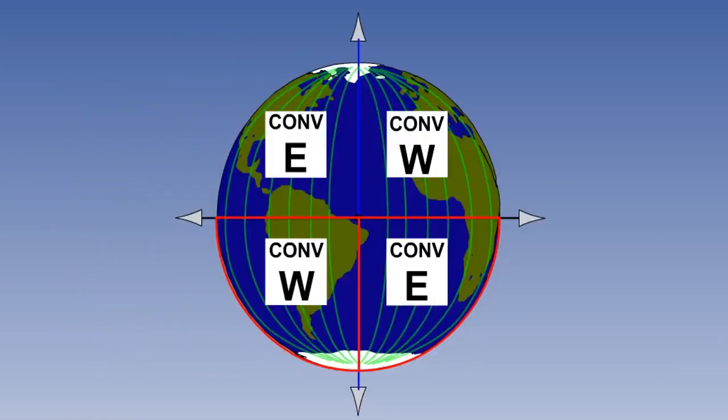You know what to do now. Just remember that convergence east and west are the other way round in the southern hemisphere. It's actually easier because you don't change the sign.